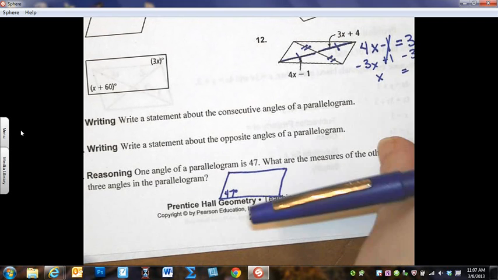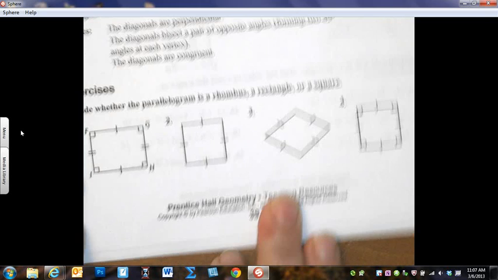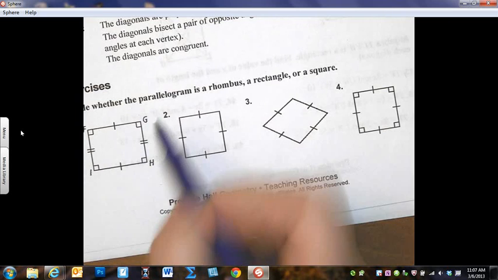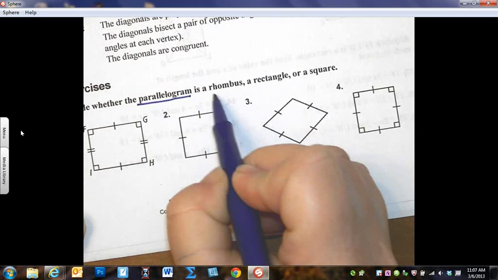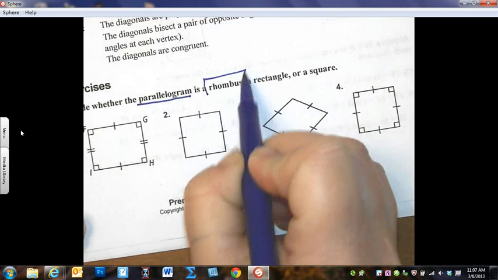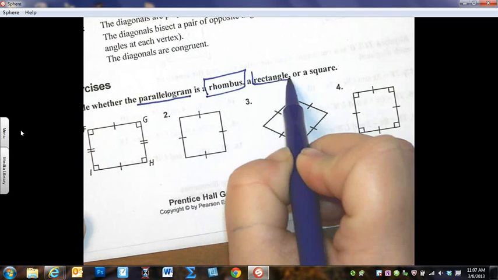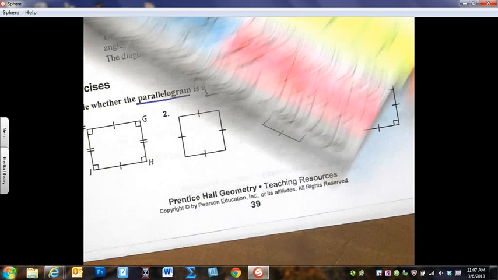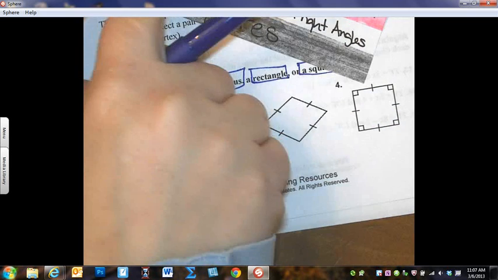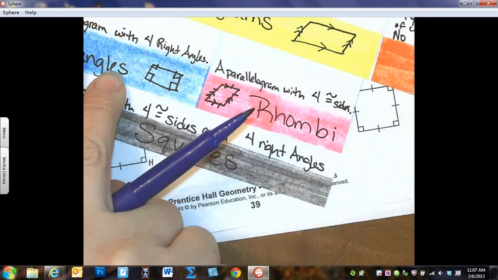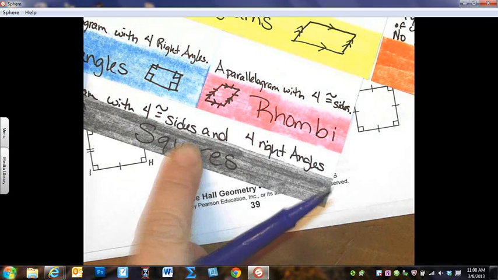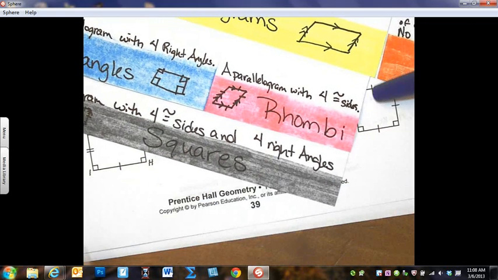Now let's jump over to 6-4. And we're looking at now, we have to decide, is this a parallelogram? Is the parallelogram a rhombus, a rectangle, or a square? So you're going to be looking in your flip book at the rectangle tab, the rhombus tab, or the square tab. And you're going to be deciding, does this have those characteristics?